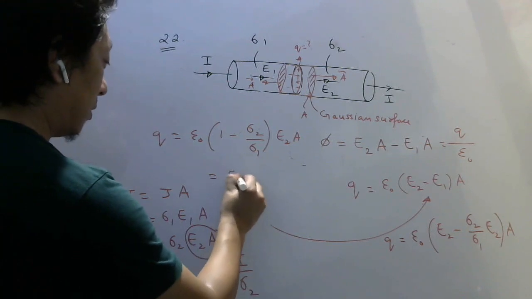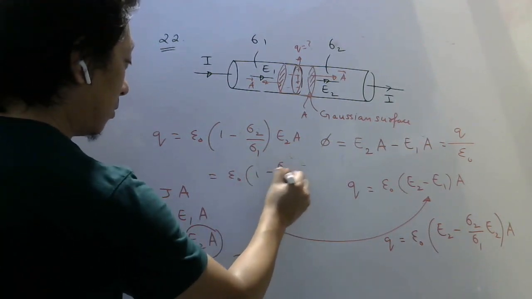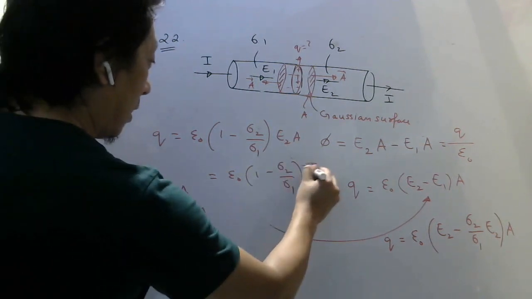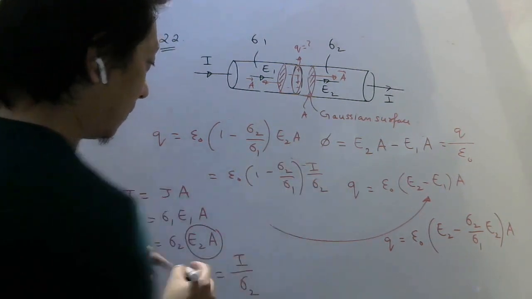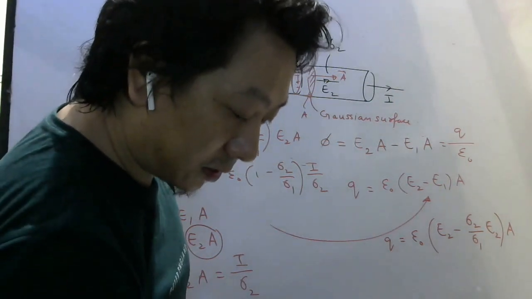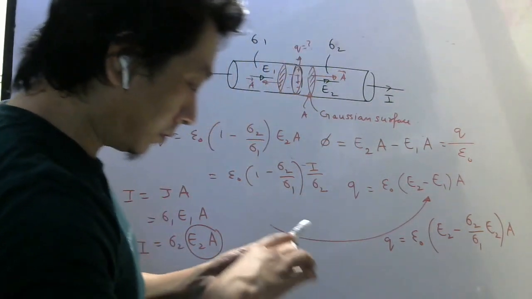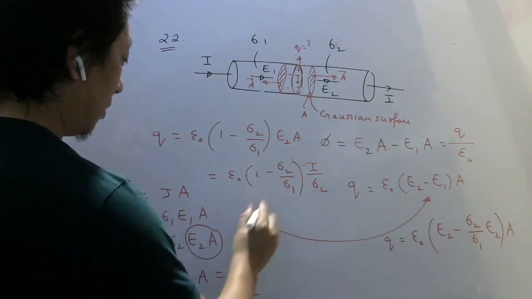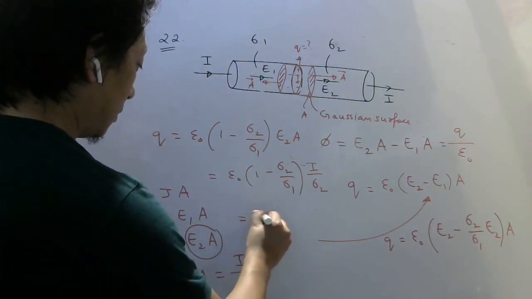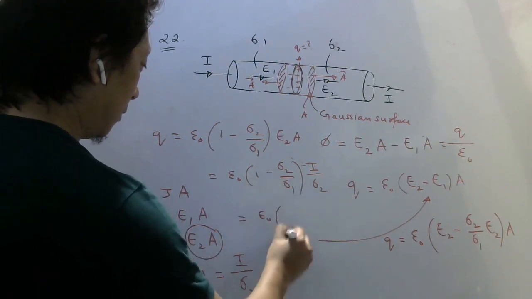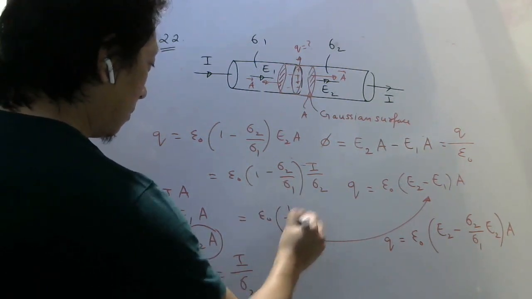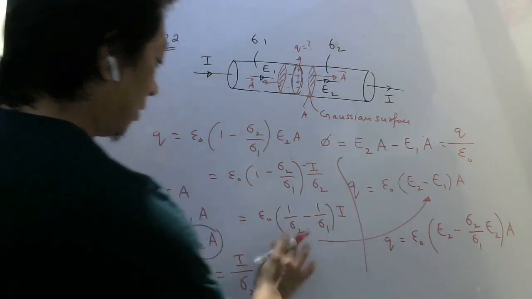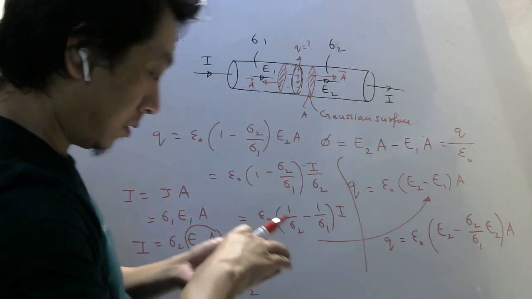This I am doing so that I can write the answer in terms of current. So it will be epsilon naught (1 minus sigma 2 by sigma 1), E2 into A, I can write I by sigma 2. Okay, then let us see the option now. Still it is not matching with the option. So let me take sigma 2 inside now. If I put sigma 2 inside, it will be (1 by sigma 2 minus 1 by sigma 1) times current. So this should be the answer. So option B.